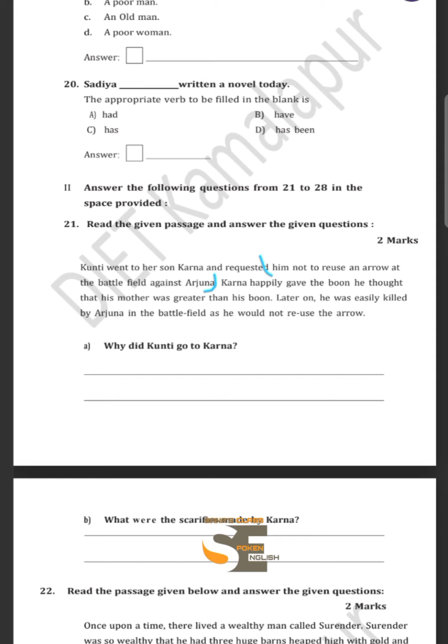Now let us go for question B. What were the sacrifice made by Karna? I'll tell you. Karna sacrificed his own life in the battlefield. Isn't it? Here is given, see. He was easily killed by Arjuna in the battlefield as he would not reuse the arrow, right? So you can write here the answer. Karna sacrificed his own life in the battlefield. Like this way you can write there.